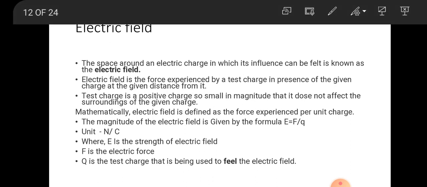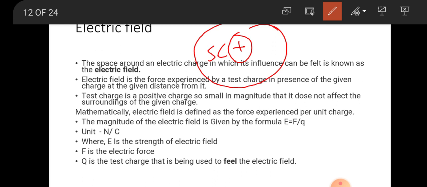Look, there are two possibilities. One is this positive charge, which is the source charge. Okay, now this is a positive charge. Okay, now in its surrounding I have placed another charge which is also a positive charge. Okay, now as both are the positive charge, obviously there is a repulsion, and that repulsion is because the source charge is exerting a force on this test charge.